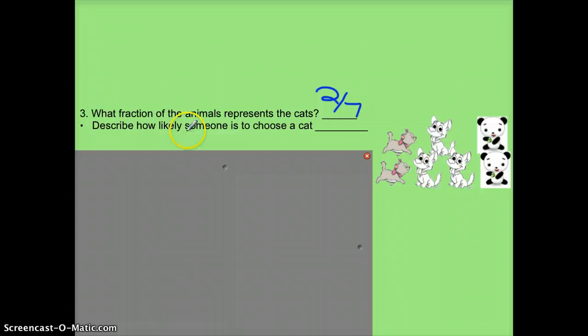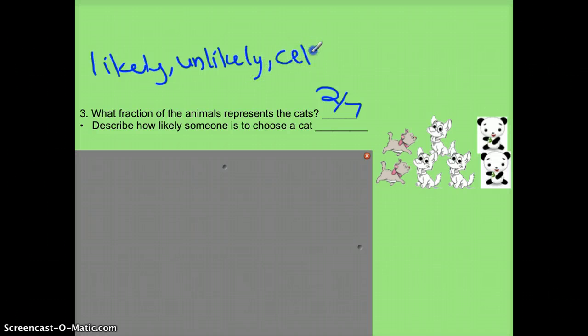The next is describe how likely someone is to choose a cat. So I'm going to think about my options: likely, unlikely, certain, or impossible. Out of those choices, it's not certain, it's not impossible, they have a chance, so it's either likely or unlikely. Usually I think about it like rounding. If it's more than half, it's probably likely. In this situation, it seems unlikely.